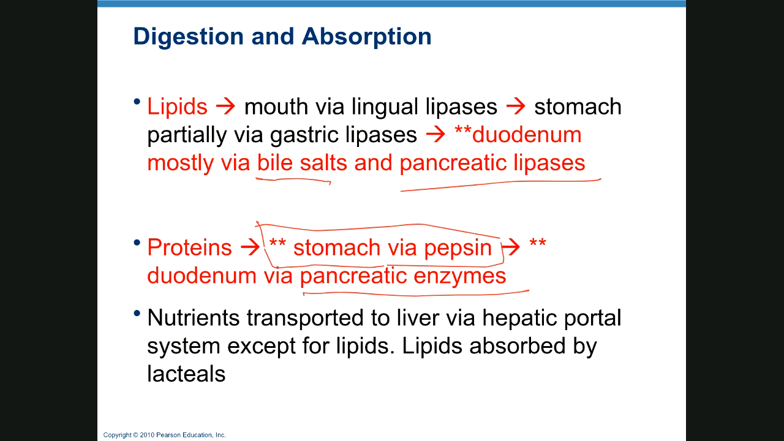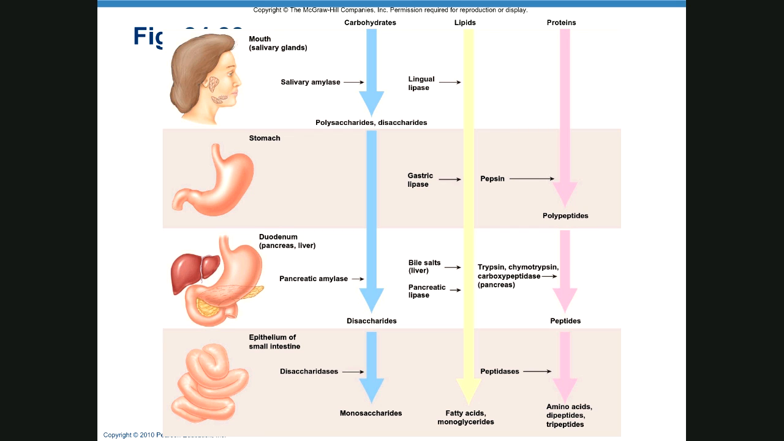All the nutrients that are being absorbed in the duodenum and the jejunum are going to be transported directly to the liver via the hepatic portal system. And this is a summary of the food groups and where they're digested.